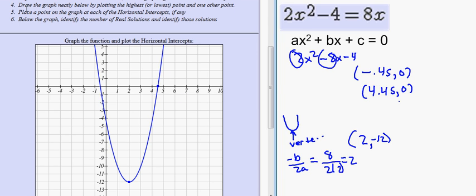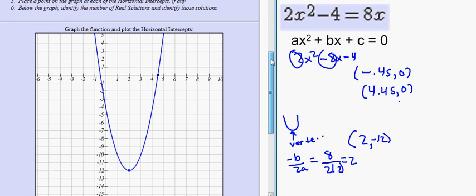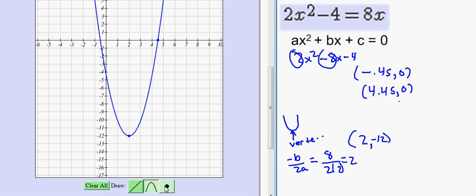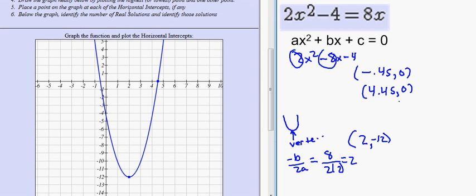So we followed the directions. We plotted the lowest point and one other point. Now we need to place a point. Placing a point is a little different. To place a point, excuse me, you need to use this point tool. So you click on the point tool, and we're just going to place points where? On the horizontal intercept. So that was here, and the other intercept was negative 0.45, which is right there.